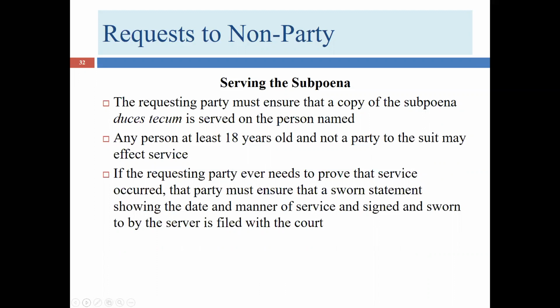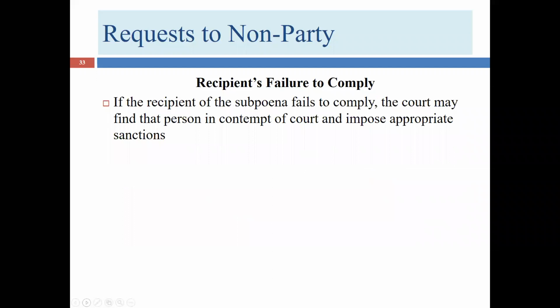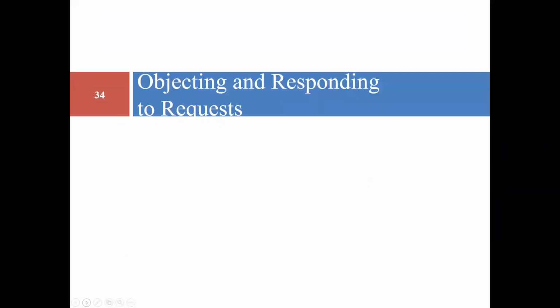And then the party needs to ensure that we have a sworn statement showing the date and manner of service, and it is sworn by the person who served it, that 18-plus-year-old. If the recipient doesn't comply with the subpoena, then of course that person is in contempt of court, and that person can be sanctioned by the court.